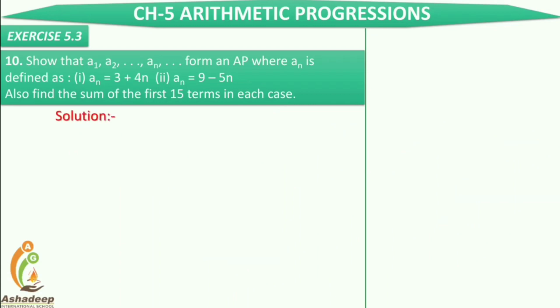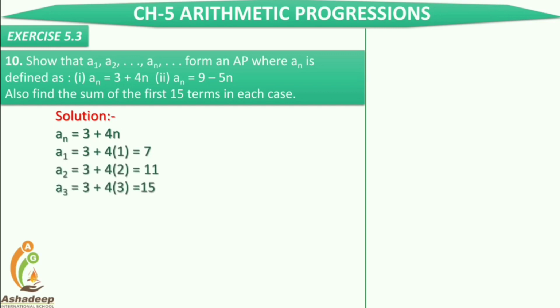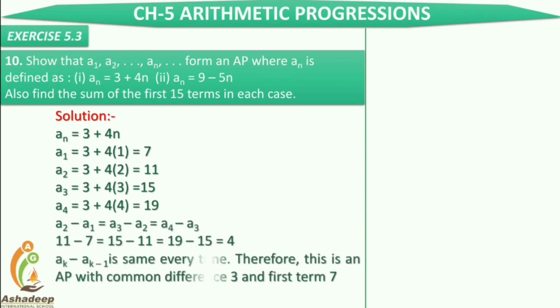Now let's see the solution. An is equal to 3 plus 4n, right? That we already discussed. a1, a2, a3, a4. So all the differences are equal, so we can say yes, it is an AP. Just consider this right now; I will discuss it in the class, right? It is the same every time. Therefore this is an AP with common difference 4 and first term 7. So here it makes an AP.